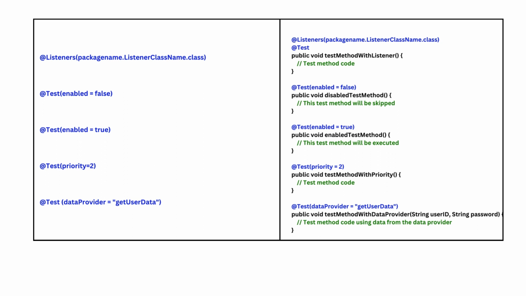@Test(dataProvider = getUserData). It indicates that the test method will use a data provider named getUserData to supply data for its parameterized execution. The corresponding data provider method should be annotated with @DataProvider and provide the required test data.